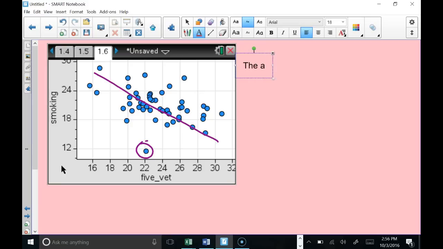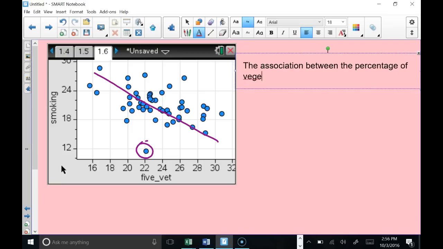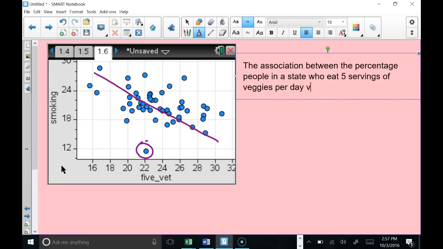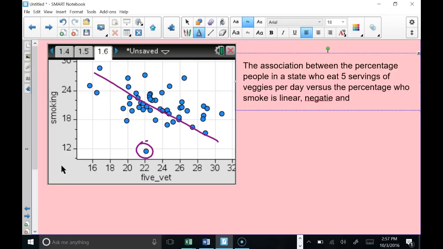We could say the association between the percentage of people in a state who eat 5 servings of veggies per day versus the percentage who smoke is linear, negative, and what do you think I would call this strength? I'm going to go with weak.